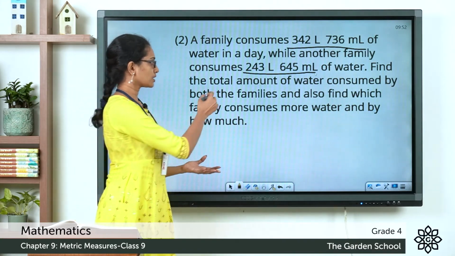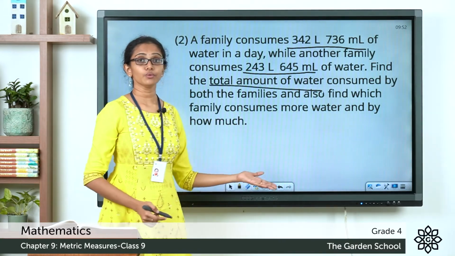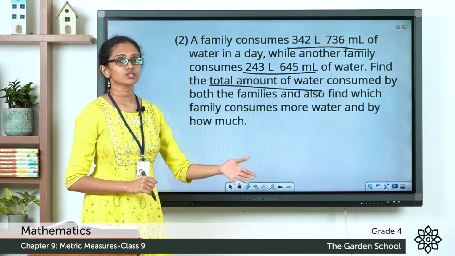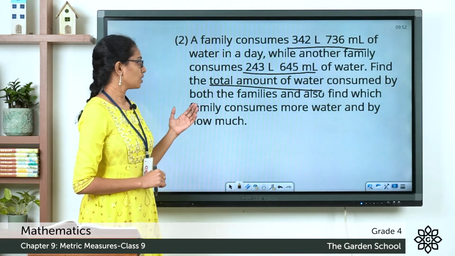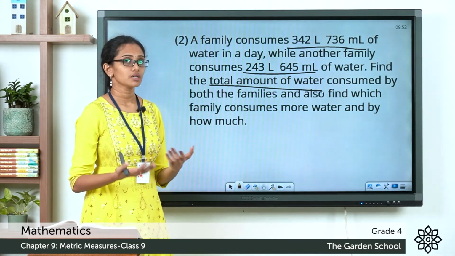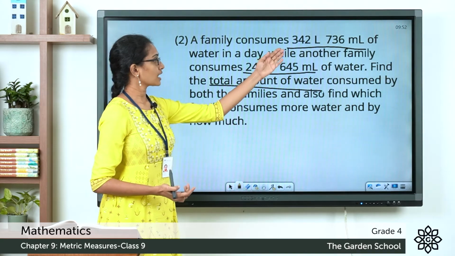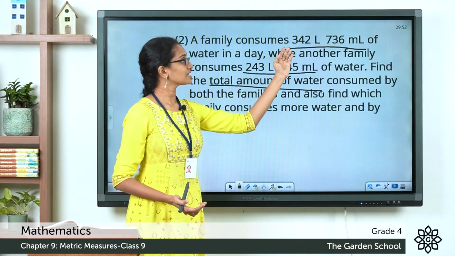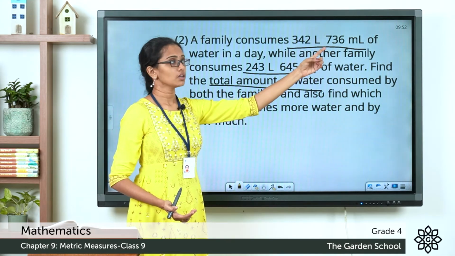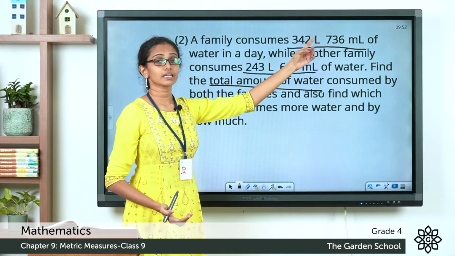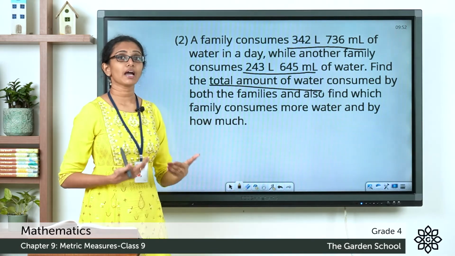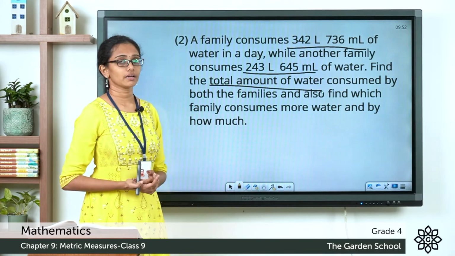To find the total amount of water, what can we do? We can add the two given measurements to get the total quantity of water. Now how do we find out which family consumed more and by how much? Just look at the measurements given here, and which is the greater amount? The greater measurement is the quantity of water consumed by the first family. So the first family clearly consumes more water than the second. And how do we find out by how much more they are consuming every day?